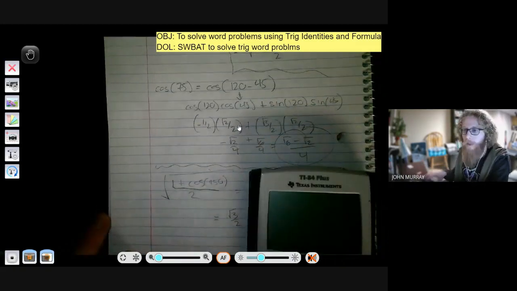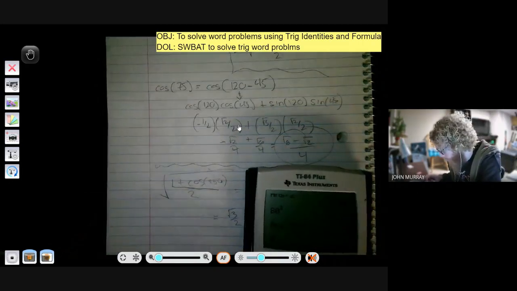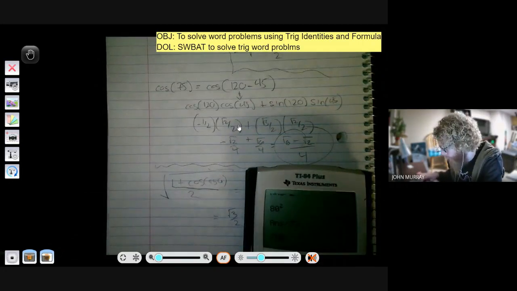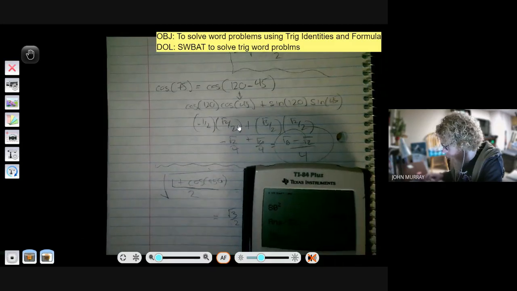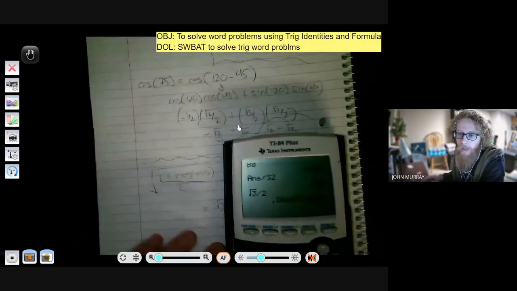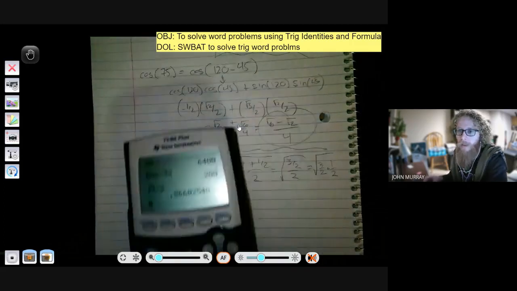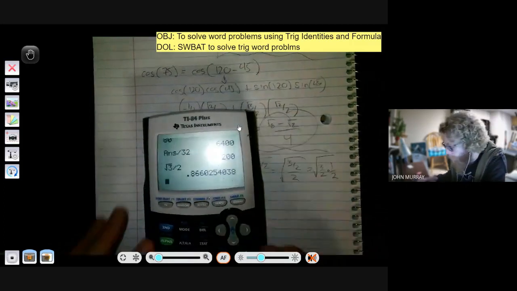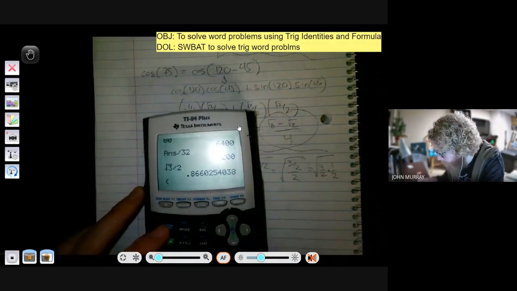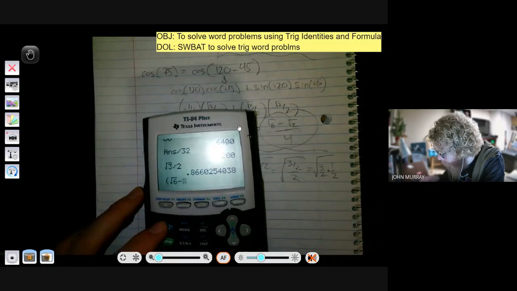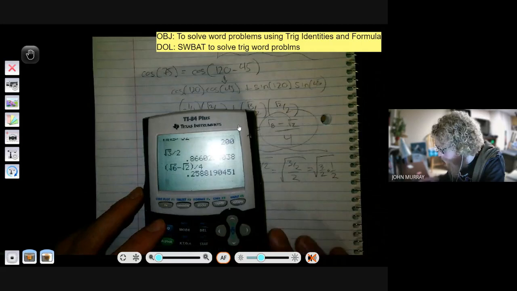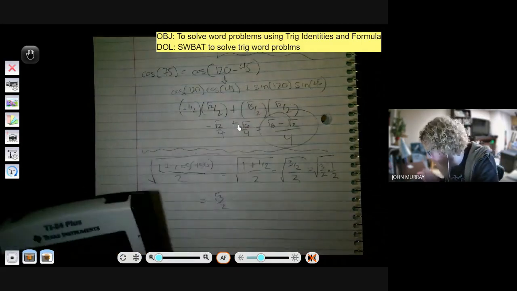So let's see if they're equal to each other. √3/2 gets me 0.866. Now I'm going to type in this and see if we get the same thing. So I have √6 minus √2, all divided by 4. Let me close the parentheses. And we don't. Crap, where'd I mess up?